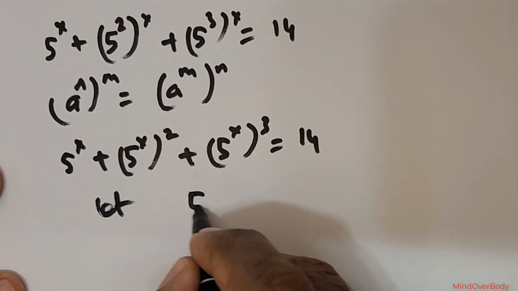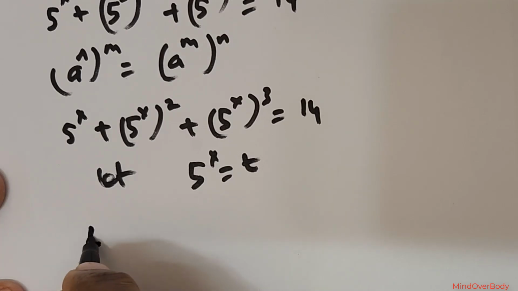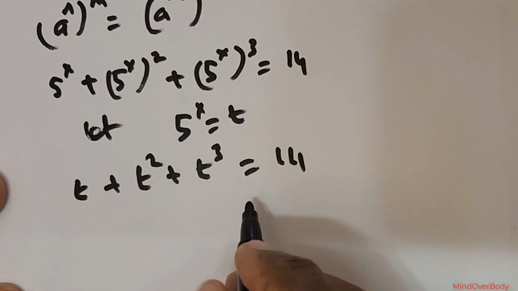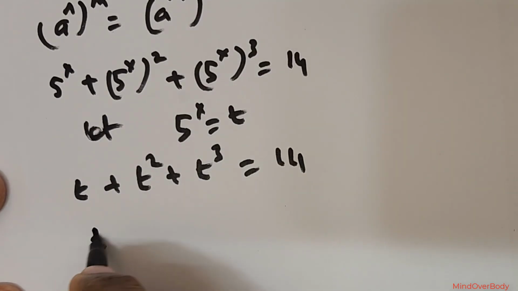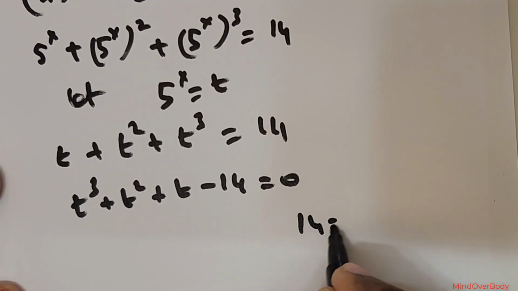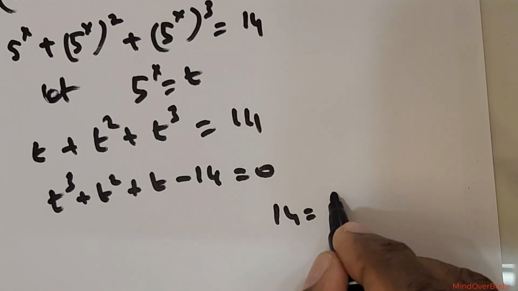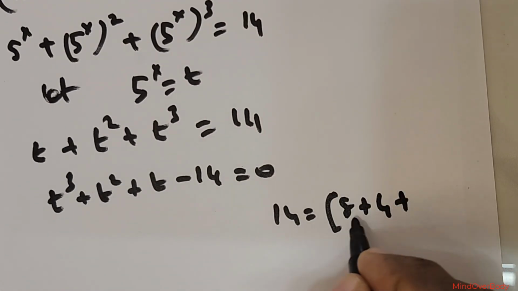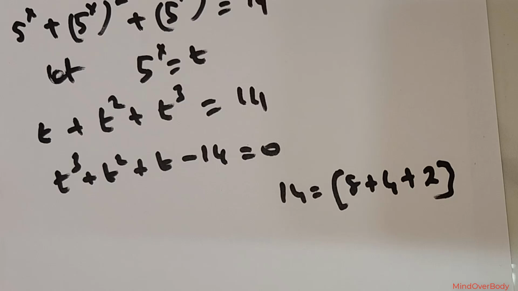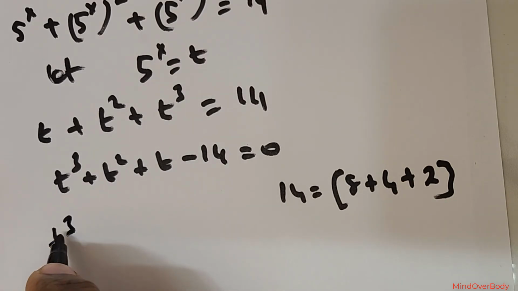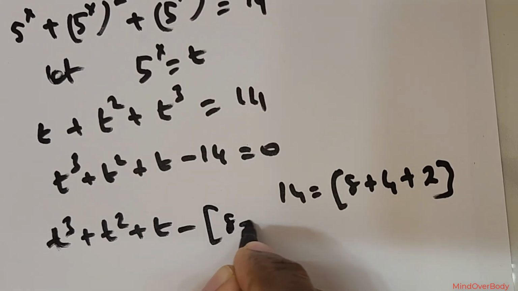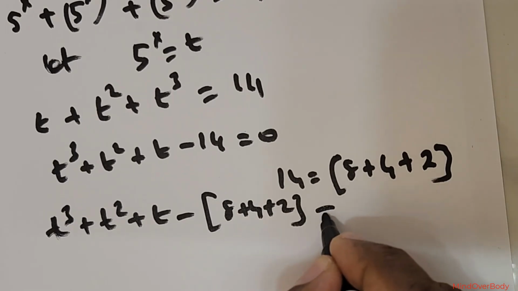Now let me take 5^x = t. That would give me t + t^2 + t^3 = 14. Now I can rewrite this as t^3 + t^2 + t - 14 = 0. Now 14 can be split as 8 + 4 + 2: 8 added with 4 is 12, 12 added with 2 will give me 14. So this is the way I am splitting.